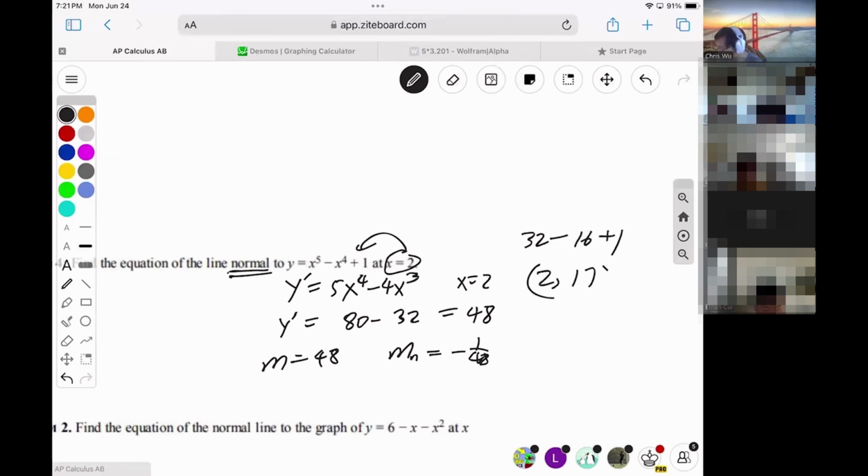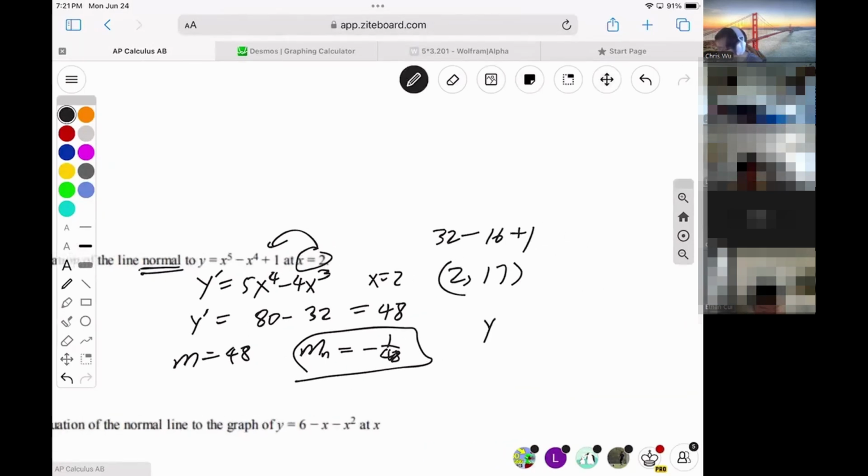So the point is (2, 17), and the slope is that. So y minus 17 is equal to 1 over negative 48 times (x minus 2). So y equals negative x over 48 plus 1 over 24 plus 17. So I guess 17 and 1 over 24.